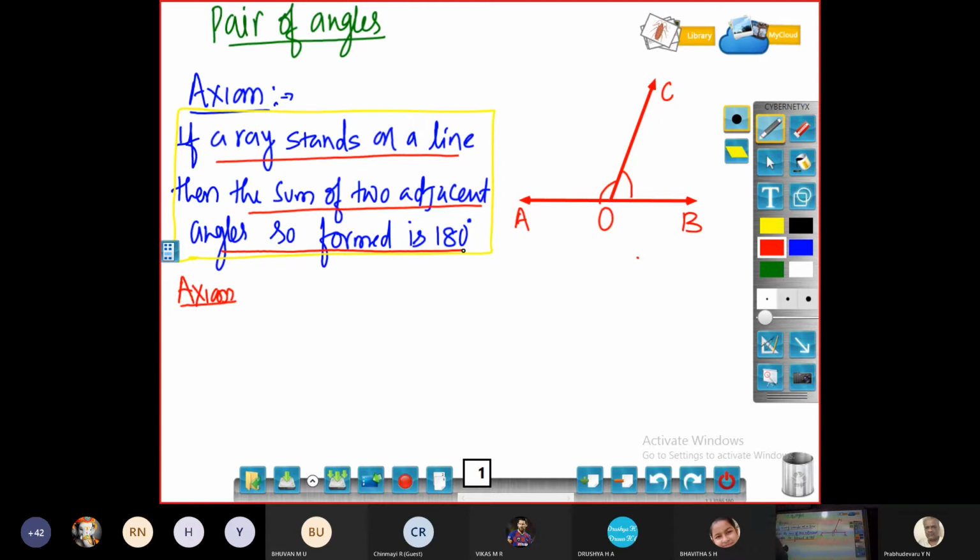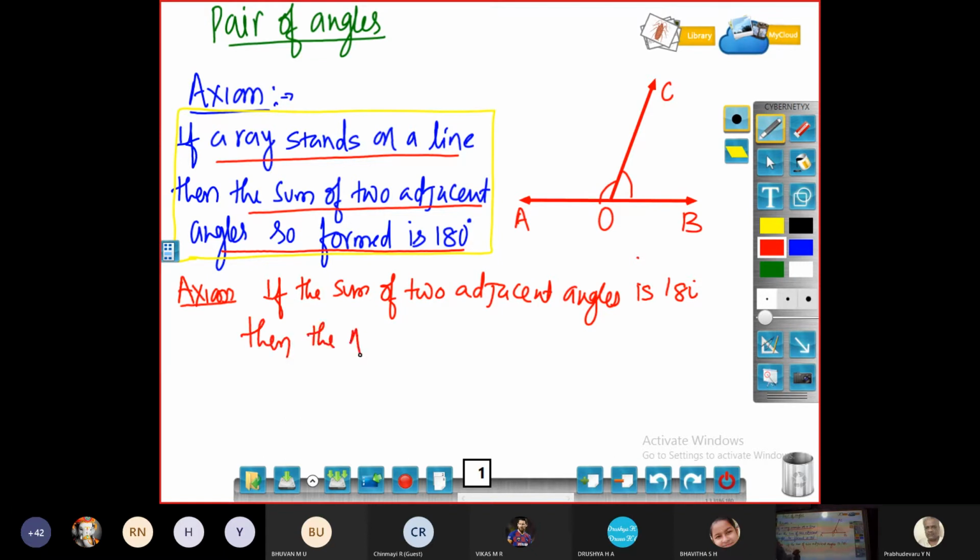If the sum of two adjacent angles is 180 degrees, then the non-common arms of the angles form a line. The angles form a line.